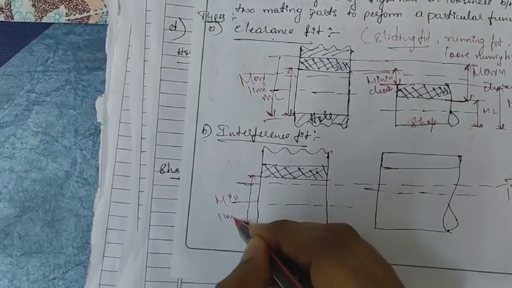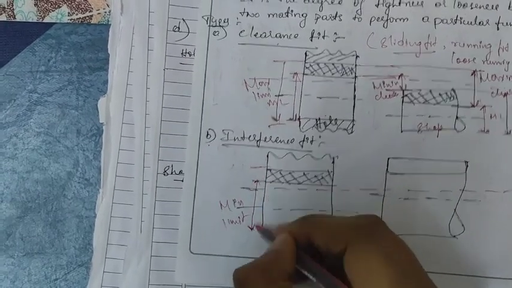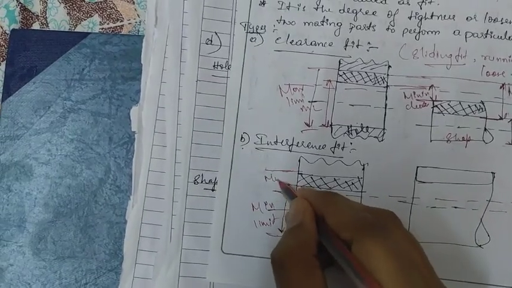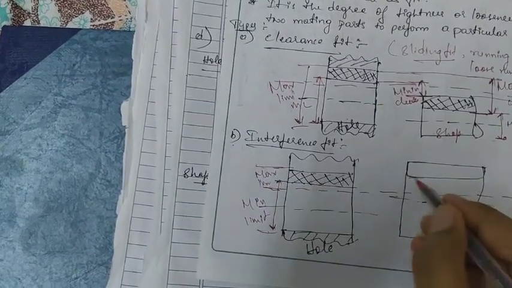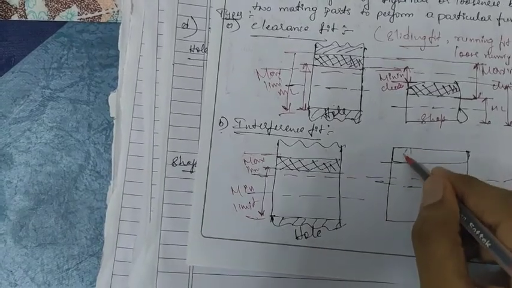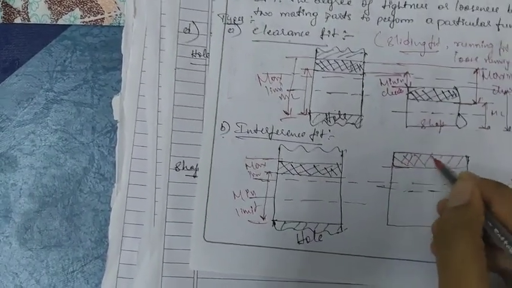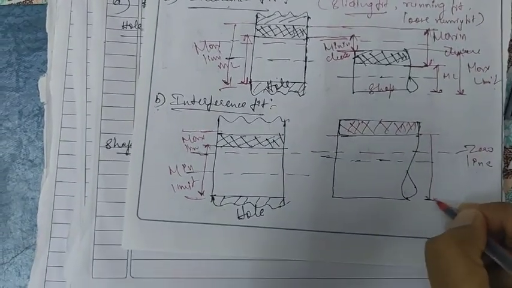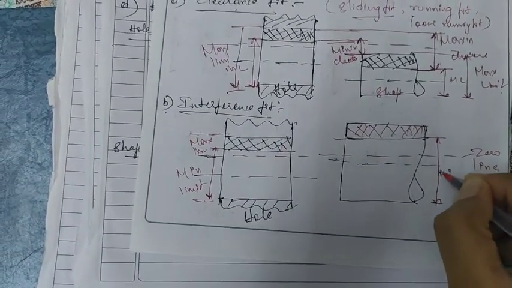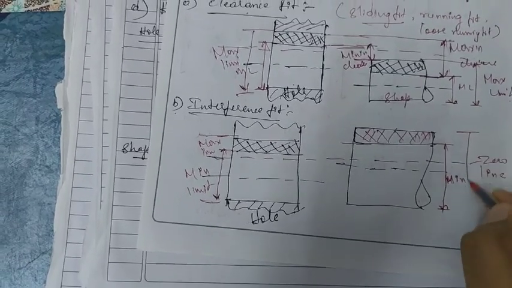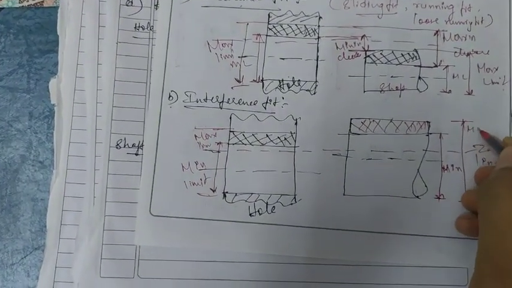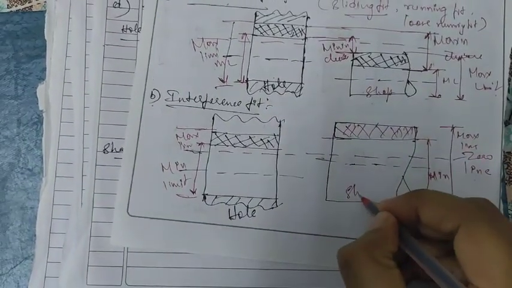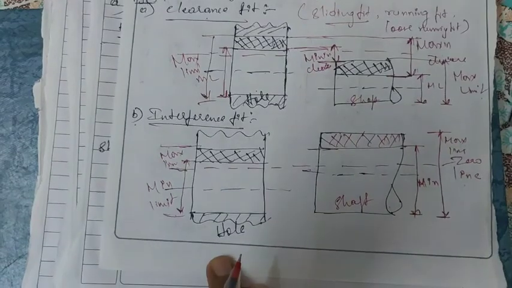Here is the minimum limit, and here is the distance between these two, and the maximum limit. And from here to here is the minimum, from here to here you can call the maximum limit of the shaft. This is the shaft and this is the hole.